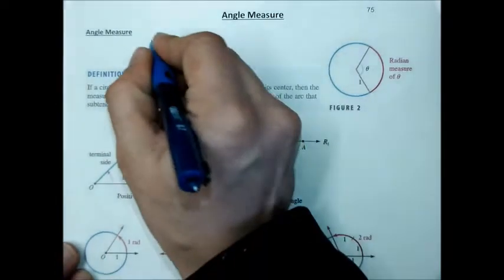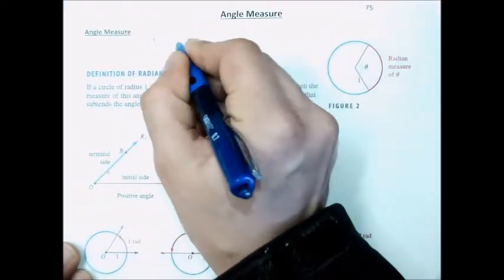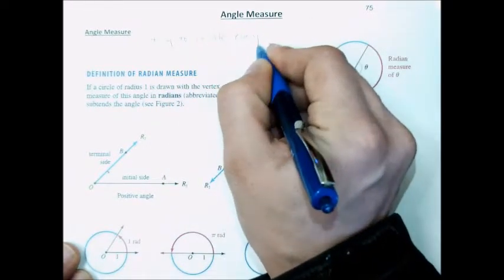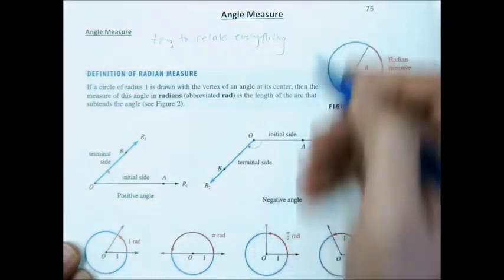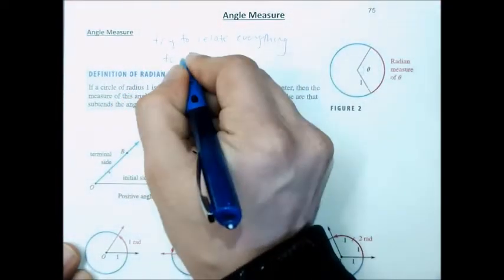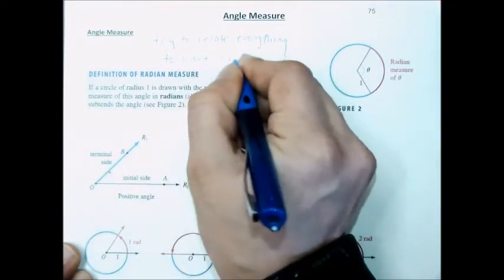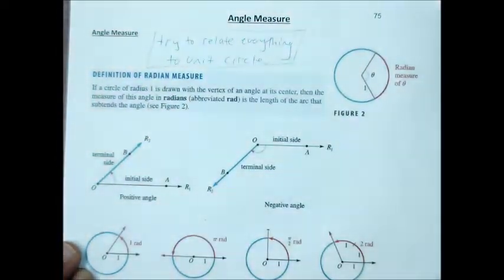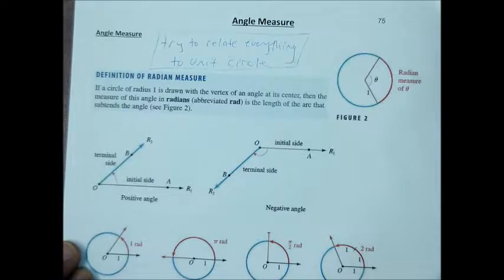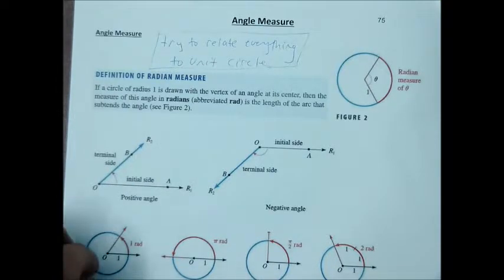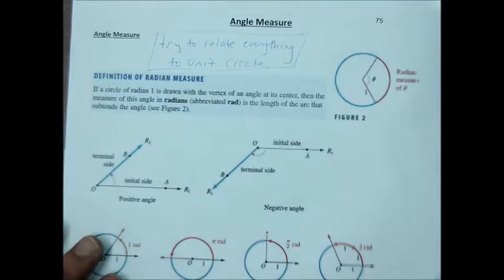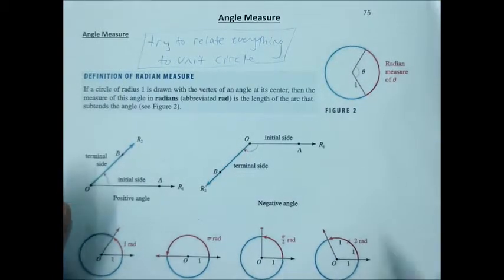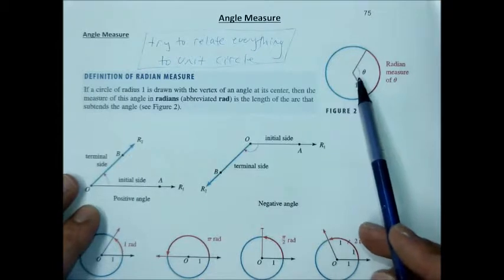And so when we're doing this, we want to relate everything to the unit circle. If you have a good grasp of the unit circle, just like anything else, then you're going to be a really strong trig student. And so we want to try to relate everything back to the unit circle. And the difference between a radian and a degree is what part of the unit circle we're talking about. So that's what's being shown in this picture right here.